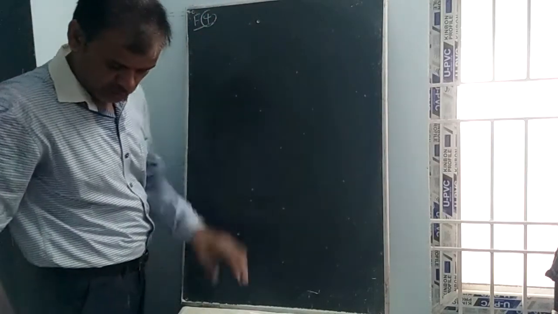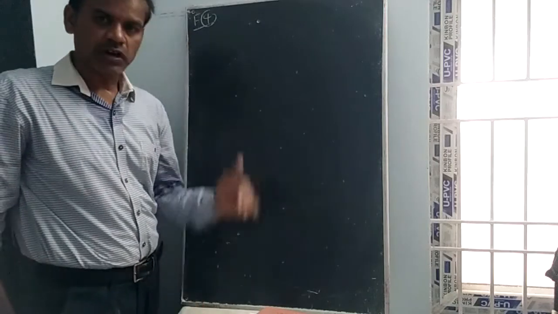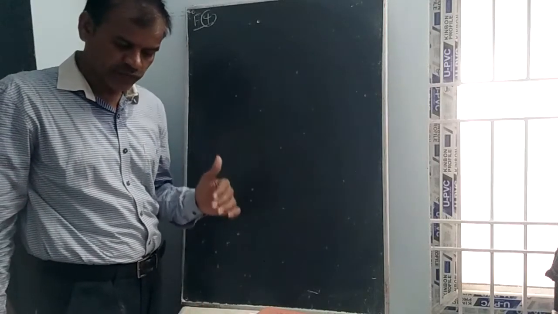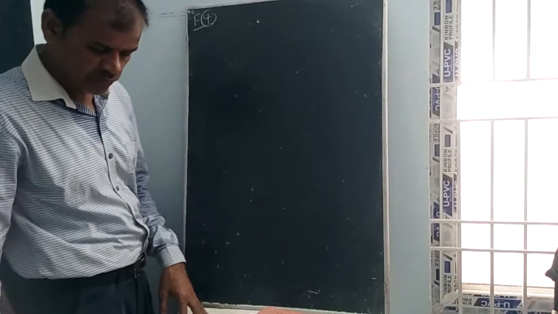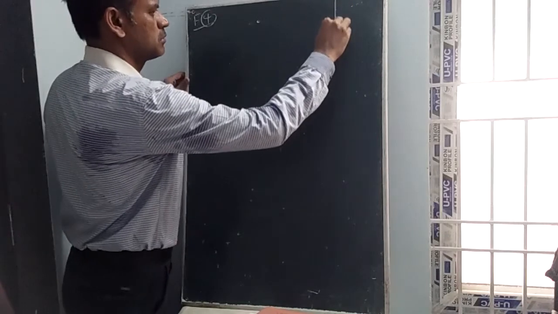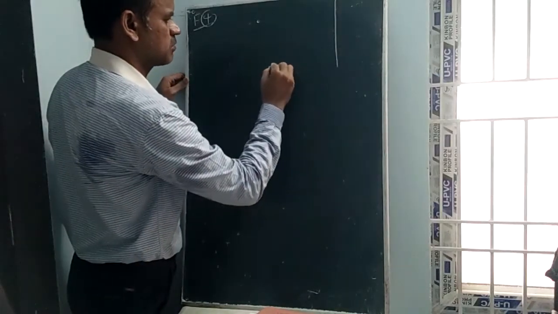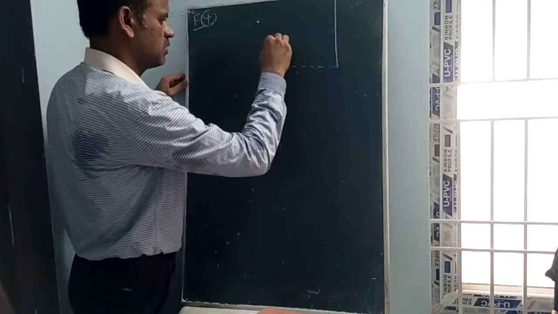Formula number 4, page number 179. The angle of elevation of a cloud from a height d meters above the level of water in a lake is alpha. Let us read the question slowly and try to understand what is going on.